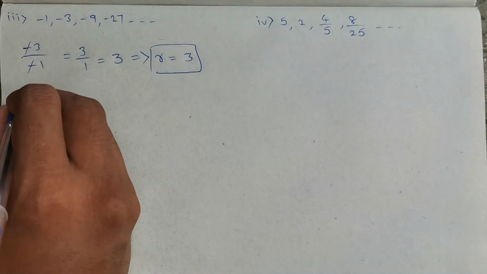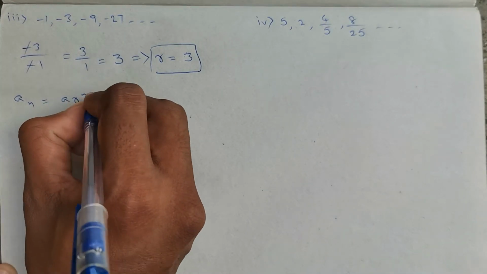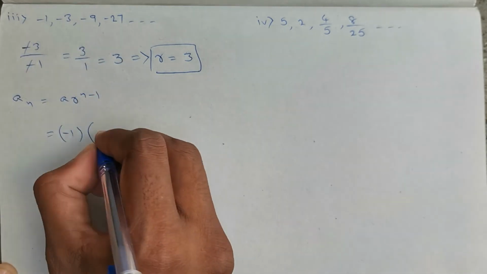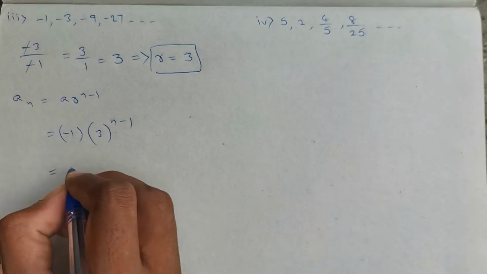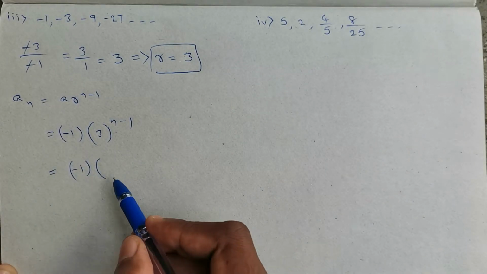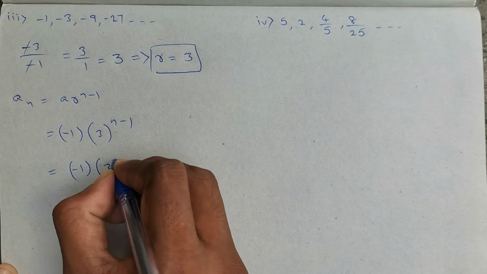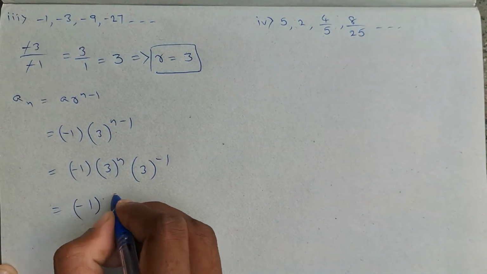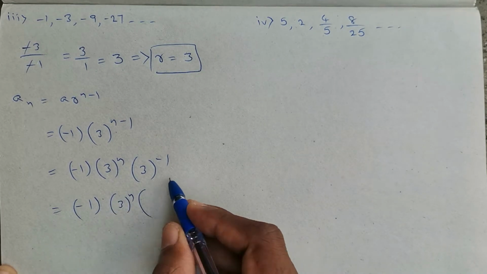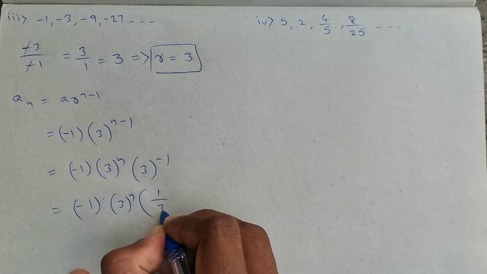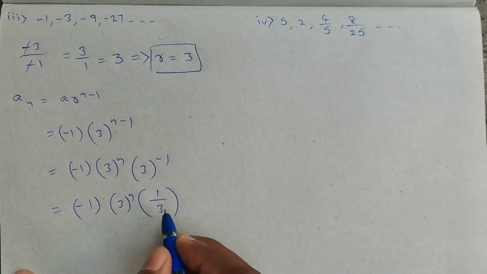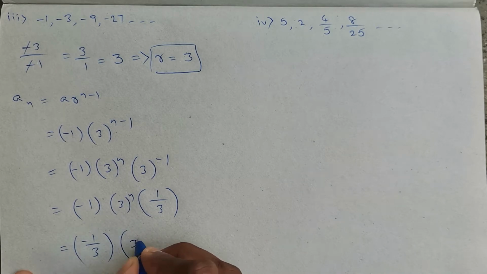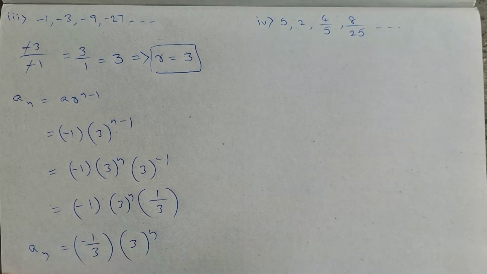Next, the nth term we need to find out. a_n is equal to a into r power n minus 1. Here a, the first term, is minus 1, into r, the common ratio 3, power n minus 1. Minus 1 into 3 power n minus 1 can be written as 3 power n into 3 power minus 1. Minus 1 into 3 power n into 3 power minus 1, which can be written as 1 by 3. Minus 1 into 1 by 3 is minus 1 by 3, into 3 power n. This is a_n.